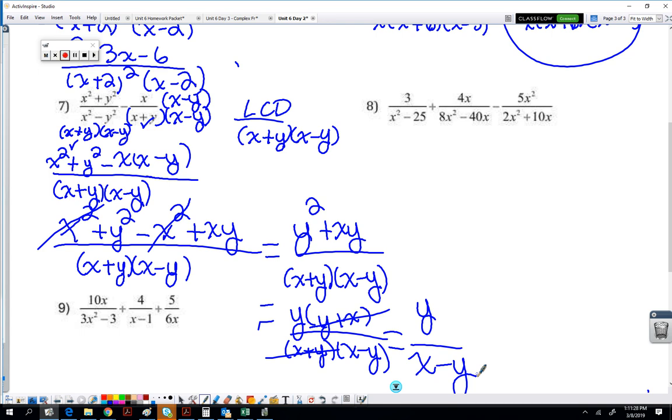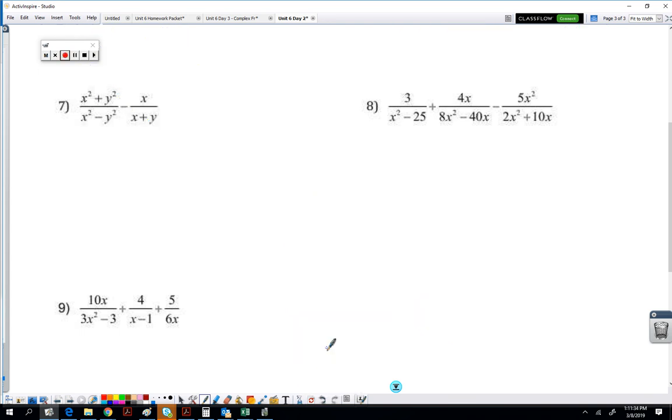Alrighty. Let's take a look at number 8. We're almost there. Step number 1. New problem. Factor. X plus 5, x minus 5. This has a GCF of 8x. So I take it out. So it's x minus 5. Then I look at here and I see a GCF of 2x. Take it out.